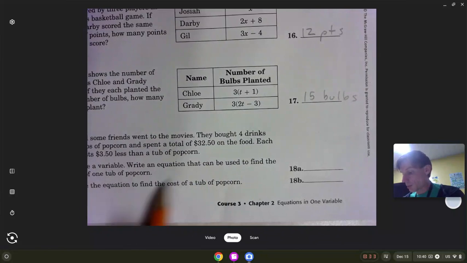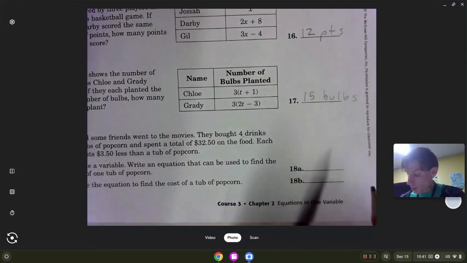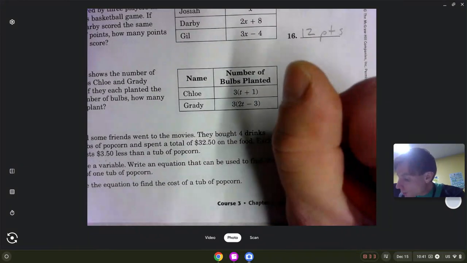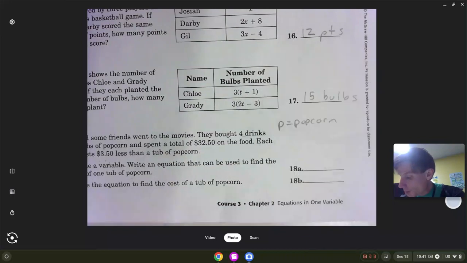So Tony and friends went to the movies. They bought 4 drinks, 2 tubs of popcorn, and spent $32.50. Each drink cost $3.50 less than the tub of popcorn. So what are we trying to figure out here? We need to define a variable and write an equation that can be used to find the cost of 1 tub of popcorn. So we're going to say P equals popcorn. That's our variable we're defining.